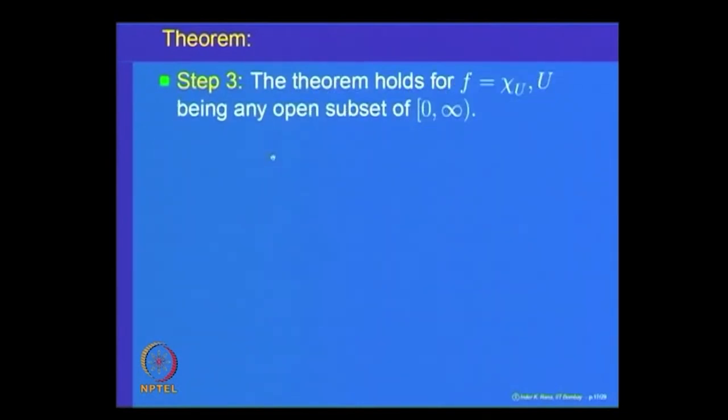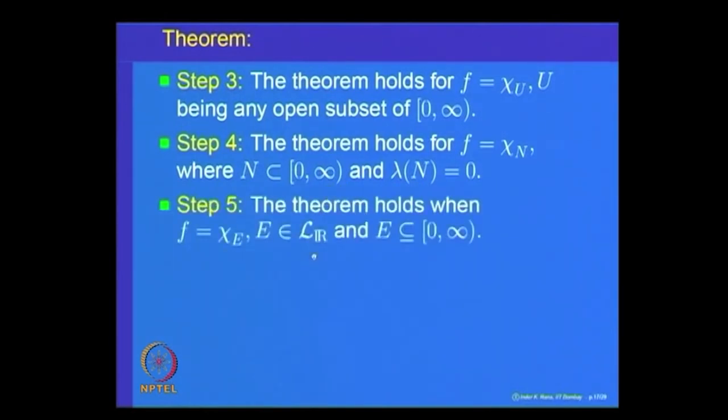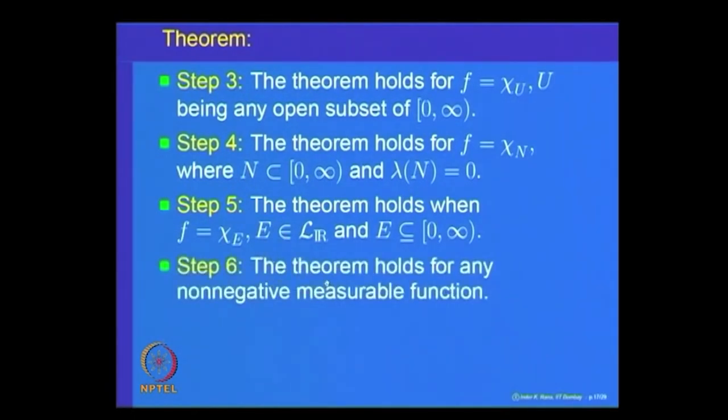And then step 3 is from such things one comes to open sets, by the fact that each open set is a countable disjoint union of intervals. So, for intervals that property holds, so this will hold for every open set. And from the open sets and null sets, one shows the corresponding property also holds for null sets. So, from open sets and null sets, one goes to the indicator function of any Lebesgue measurable set, because any Lebesgue measurable set can be written in terms of open sets and null sets. And then from this one applies the usual monotone convergence theorem technique from the indicator function to non-negative measurable functions. So, these are the steps one follows to prove a theorem of this kind.